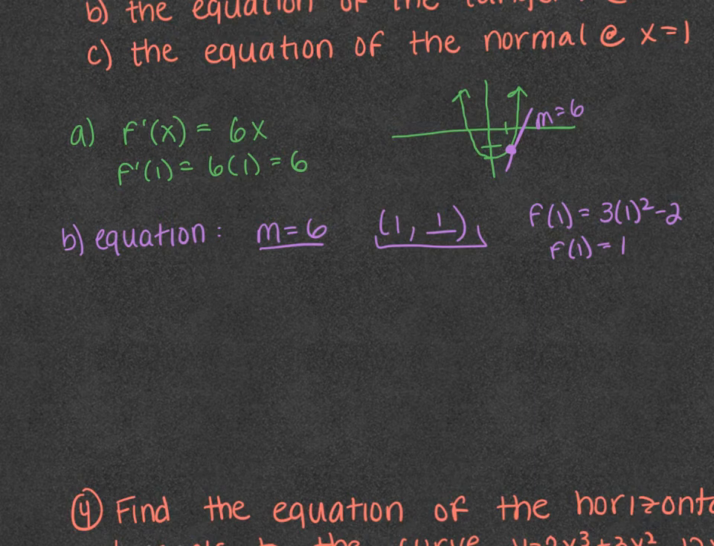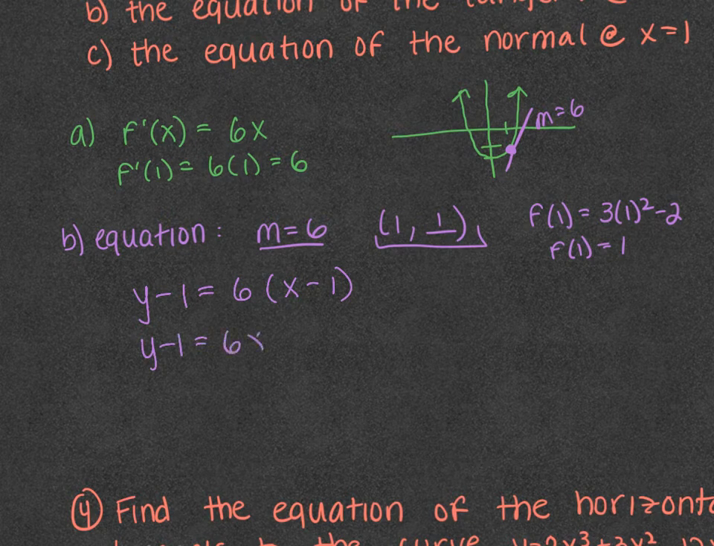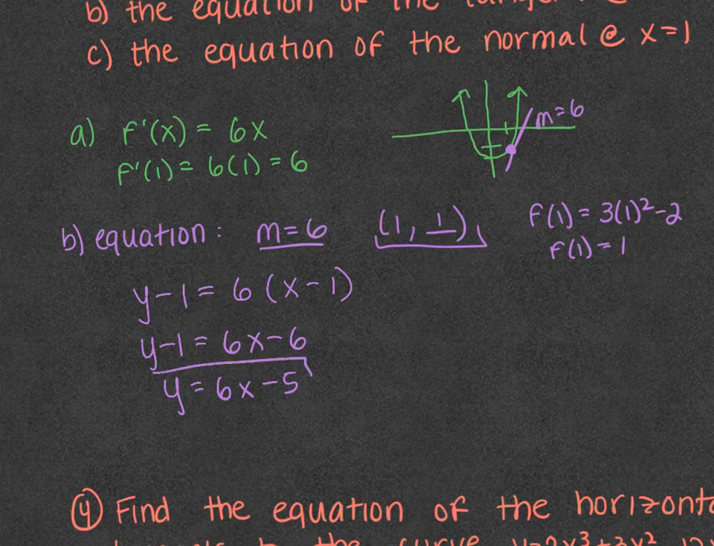You can use whatever form you want. I'm going to use point-slope because I have a point and a slope. So this would be y minus 1 equals 6 times (x minus 1). Okay. If you did slope-intercept form, we could rearrange this. So this would be 6x minus 6, or y equals 6x minus 5. However you want to solve for the equation of the line, you can do it whatever way you like best.